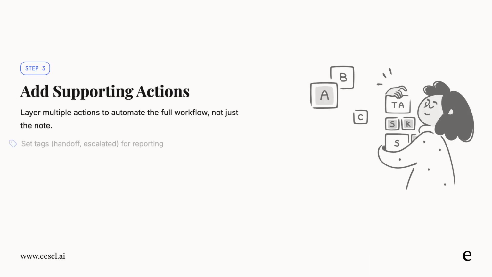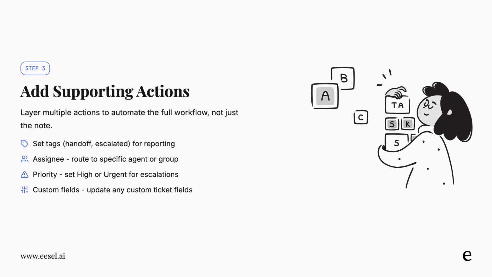The real power of macros comes from layering actions beyond just the note. Add tags like handoff or escalated for reporting, route the assignee to the right group, and set priority to high for urgent escalations. One click does all of it together.